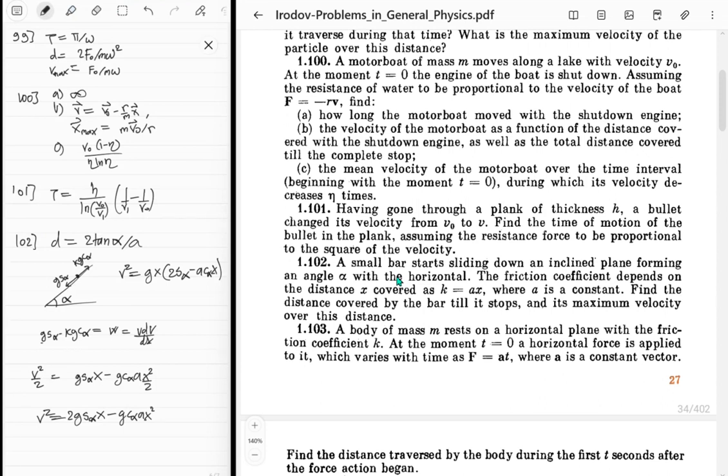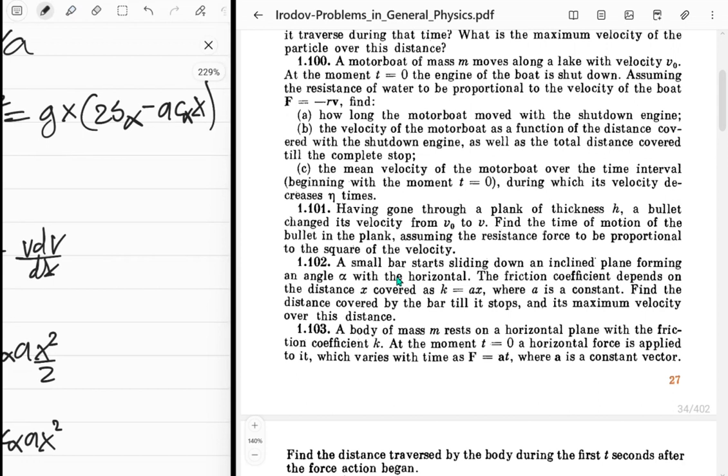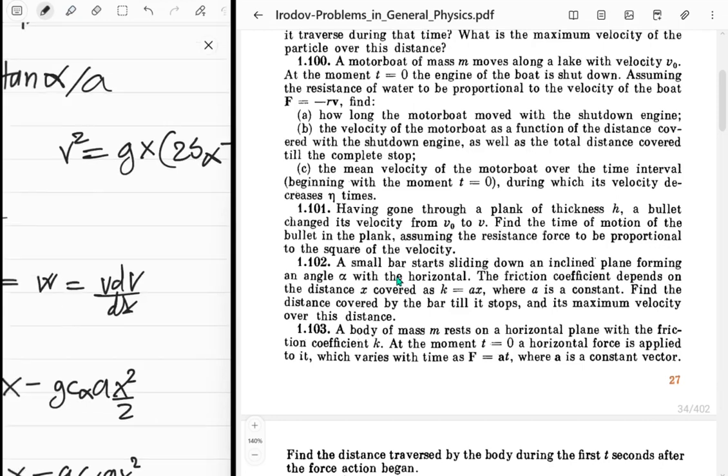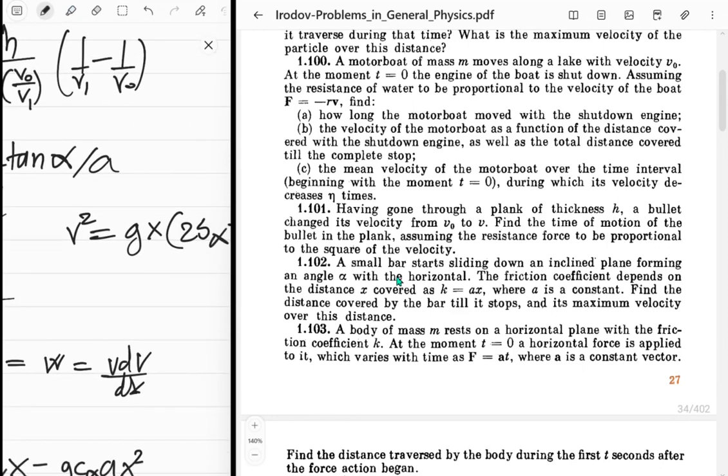maximum velocity. Fine, so just quadratic. You know the maximum velocity is when the x value will be between the zeros. So it will be between 0 and this value. So it should just be tan alpha upon a. It's sine alpha upon a cosine alpha.